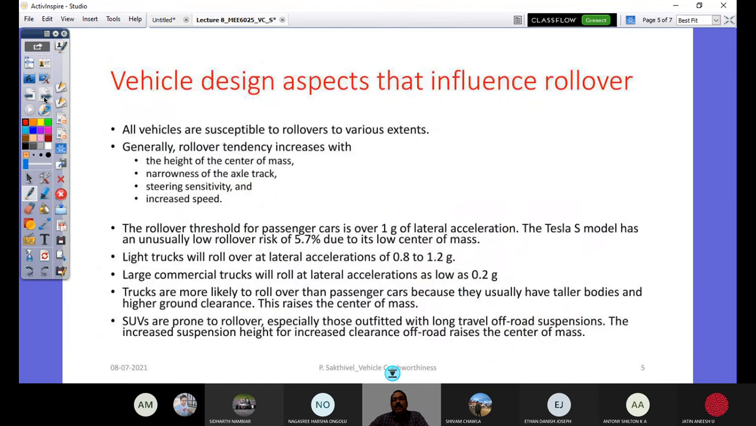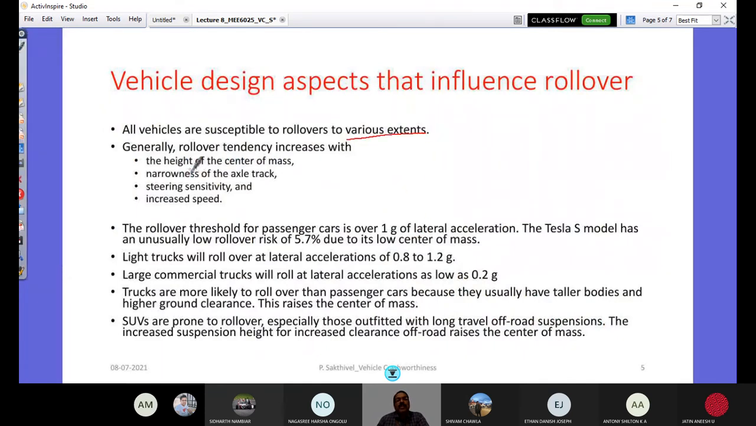And vehicle design aspects that influence rollover. All vehicles are susceptible to rollover to various extents. So what are those? If you look at the height of the center of mass, just now we have looked at the narrowness of axle track, that's D. If it is very small, then the tendency of rollover would be more. If it is wider, then the tendency is smaller. The tendency would not happen. So overturning speed can be increased.